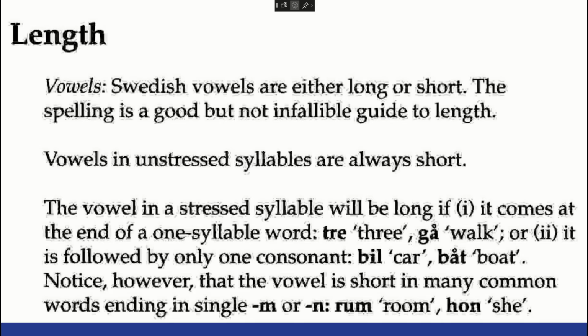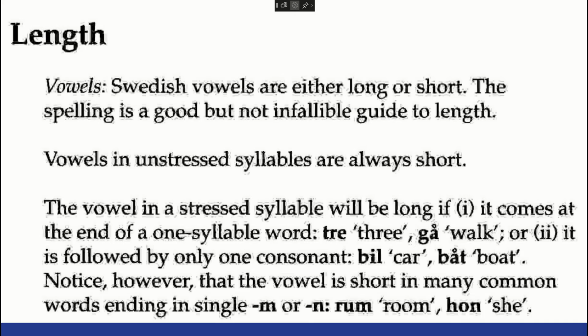We just stressed on the syllables, right? Now we will stretch the letters. Swedish vowels are either long or short. The spelling is a good, but not infallible, guide to length. Vowels in unstressed syllables are always short. The vowel in a stressed syllable will be long. Stress we have seen already, where we have to put more sound. Here, with length, we will be stretching.